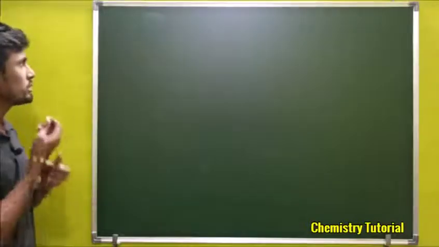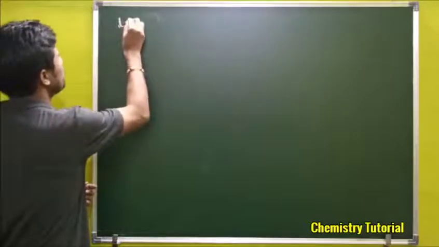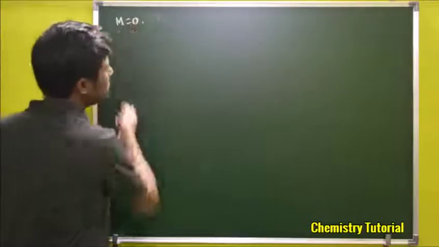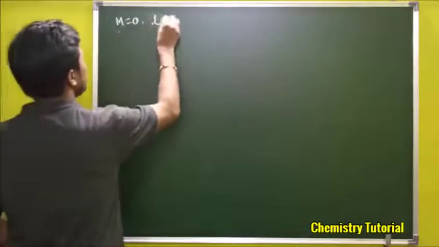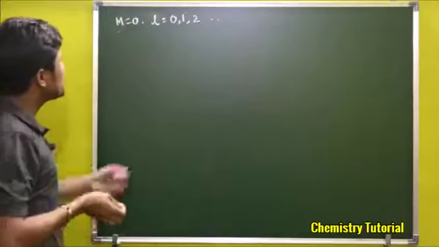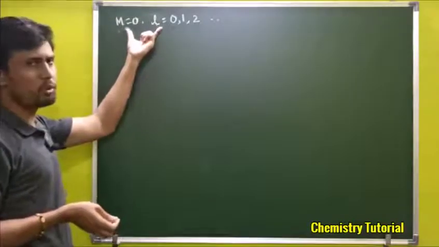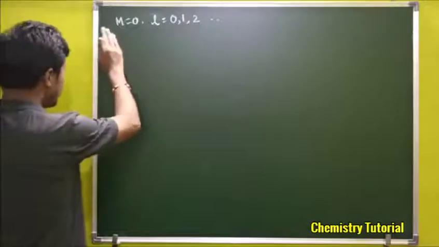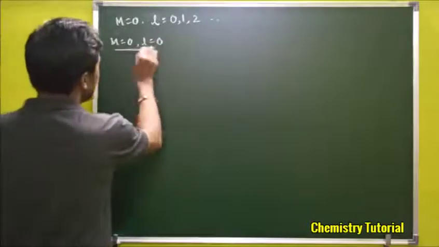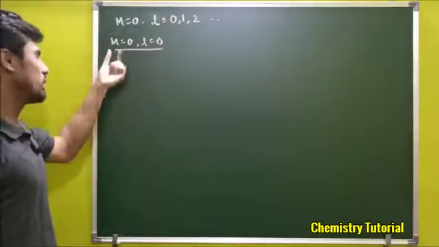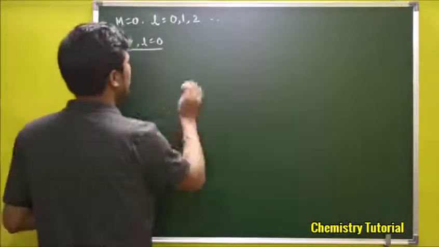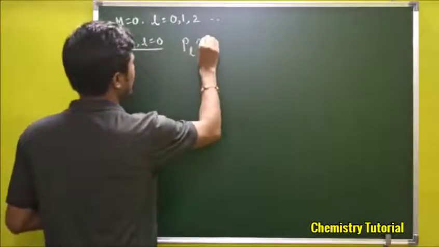So first we will consider m equal to 0. For m equal to 0, the values of L might be 0, 1, 2 like that. First we will consider the combination of L equal to 0 and m equal to 0. Since here m is equal to 0, the solution of the polar equation will be given by the Legendre polynomial. So it will be expressed as a Legendre polynomial.